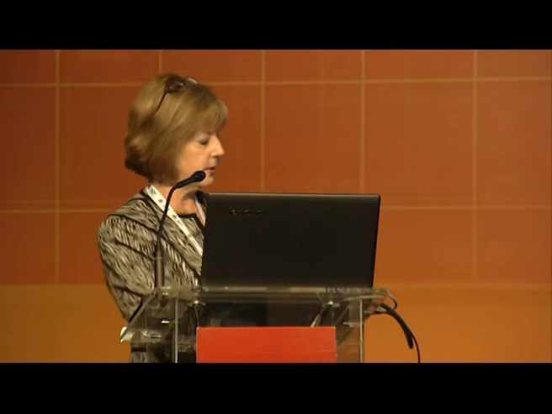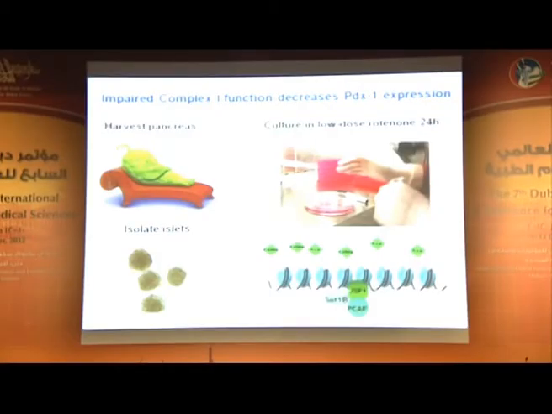And so what we do is we take out islets from our animals up here. These are islets. They look nice and healthy. We culture them. These are actually islets that have been cultured for 24 hours in a compound that inhibits mitochondrial function. So it inhibits the electron transport chain. We don't kill the islets. They actually look pretty good.